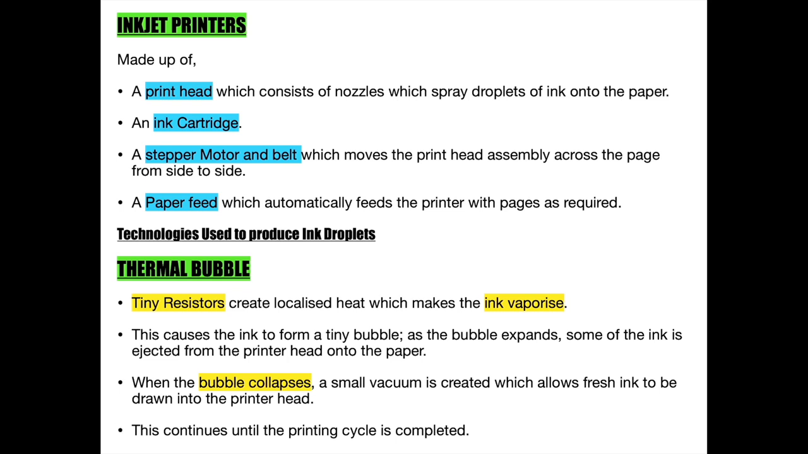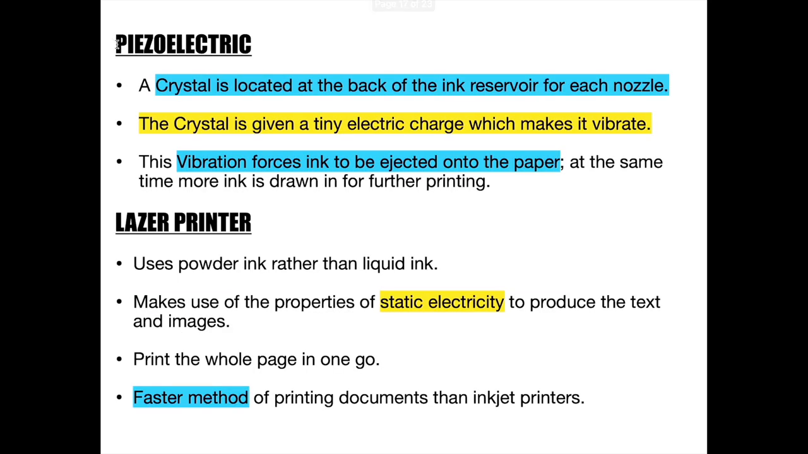In the next technology, piezoelectric, a crystal is located at the back of the ink reservoir for each nozzle. The crystal is given a tiny electric charge which makes it vibrate. This vibration forces ink to be ejected onto the paper, and at the same time more ink is drawn in for further printing. Well, this is a general idea about the two types of technologies that are used to create ink droplets for an inkjet printer. Let us now go back to the discussion about output devices.